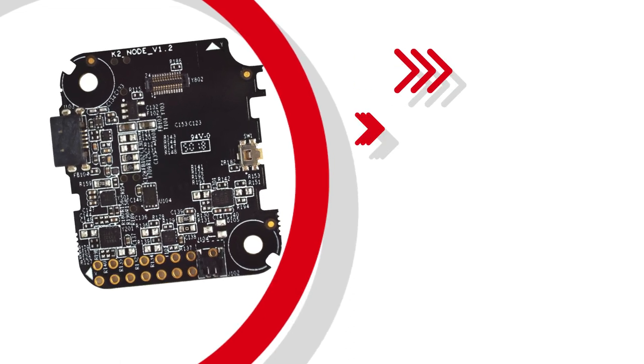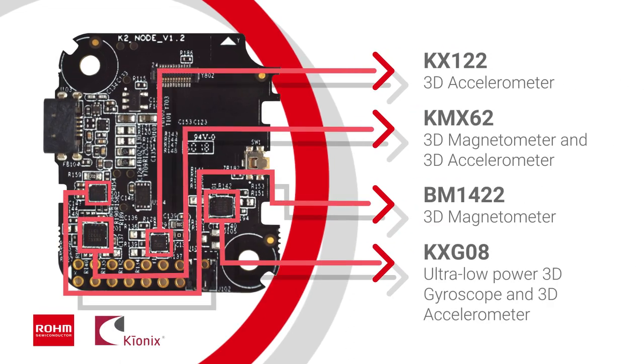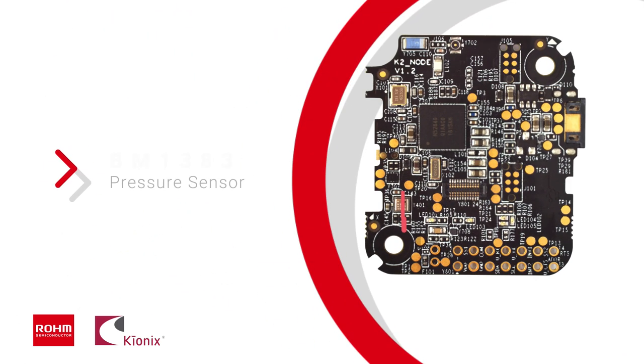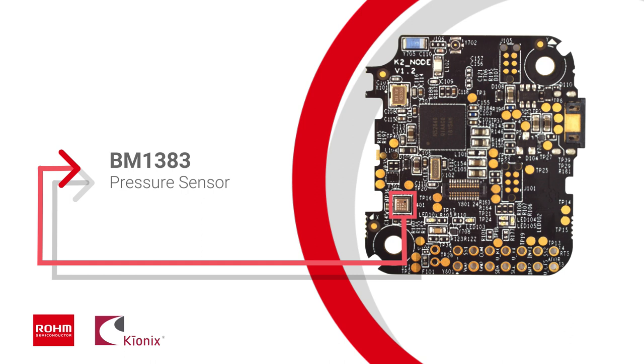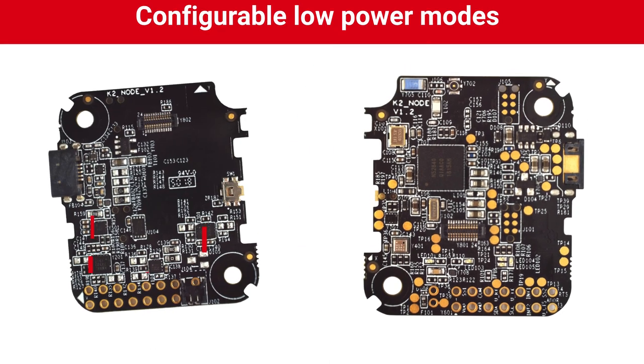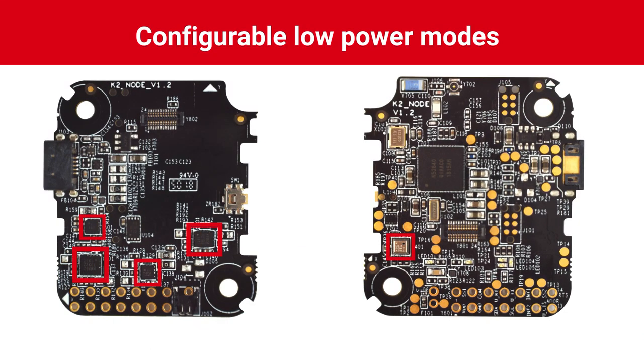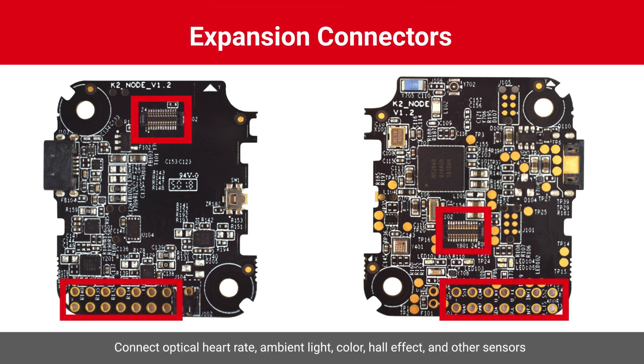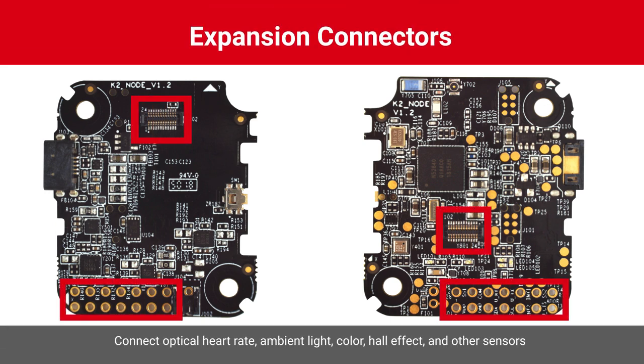The RoKiX sensor node includes five sensors from ROHM and Kionix, including 3D acceleration, 3D magnetism, 3D rotation, atmospheric pressure, and temperature. Each sensor has configurable low power modes to enable long battery life in portable devices. Expansion connectors allow developers to add additional sensors, such as optical heart rate, ambient light, color, Hall effect, and others.